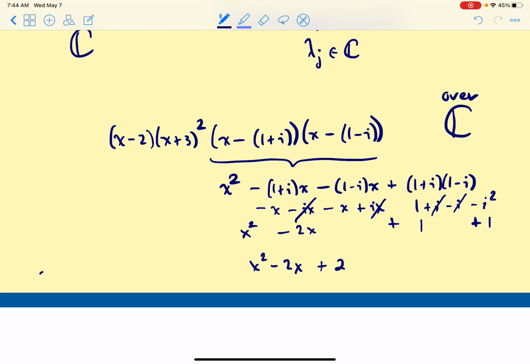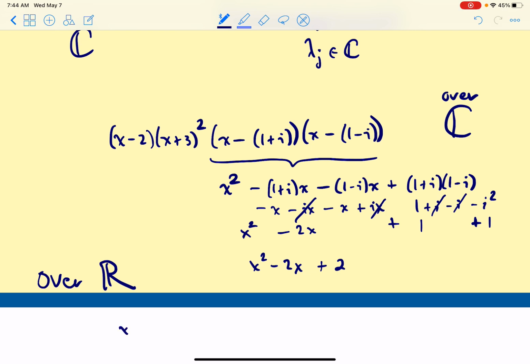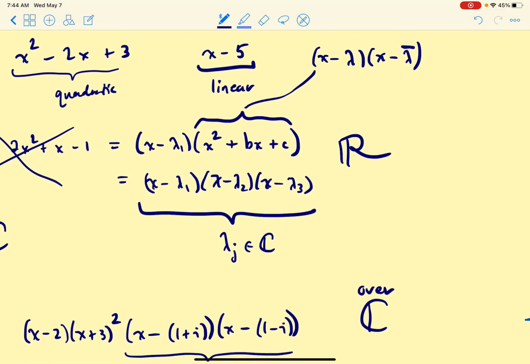So over R, the polynomial would not factor like this. It would factor like this: x minus 2, x plus 3 squared, x squared minus 2x plus 2. And that's it. That's the best you can do. That will be really important to us. We will really need to know these quadratic factors.